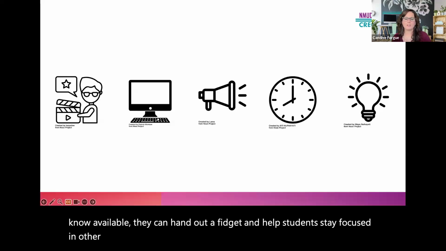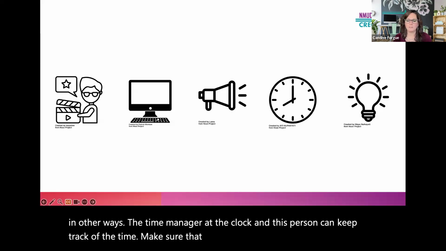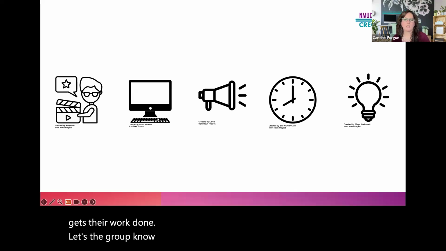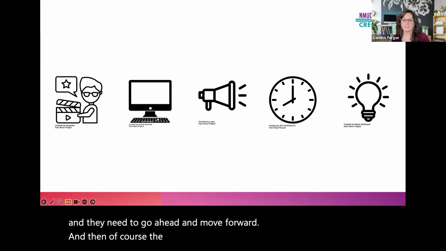The time manager is the clock, and this person can keep track of the time, make sure that the group is being productive and gets their work done, lets the group know when they're spending too much time on one task and they need to go ahead and move forward. And then of course, the last one is building in that choice.